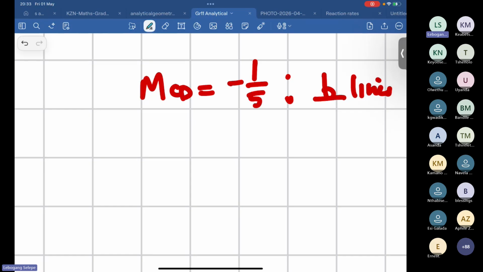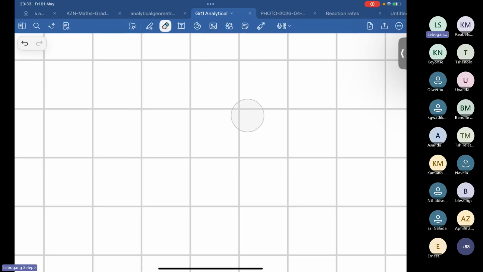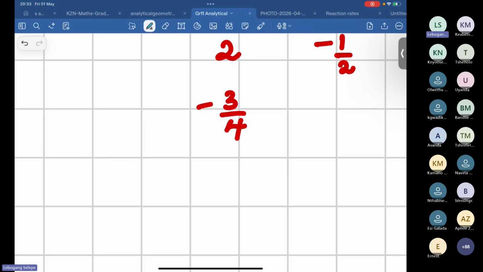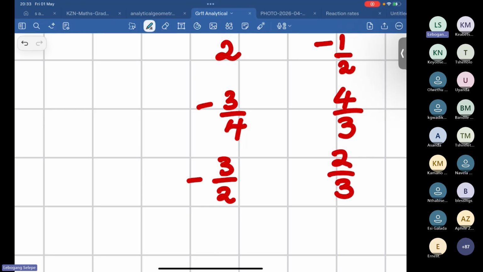So just to check if you get my idea, if I have two line segments, A and B, and one of the gradients is 2, what is going to be the other gradient? -1 over 2. Perfect. So it's going to be -1 over 2, right? What if I have -3 over 4 as a gradient? What is going to be the other one? 4 over 3. Perfect. What if I have 3 over 2? That is negative. 2 over 3. Positive 2 over 3, right? So you get the idea.